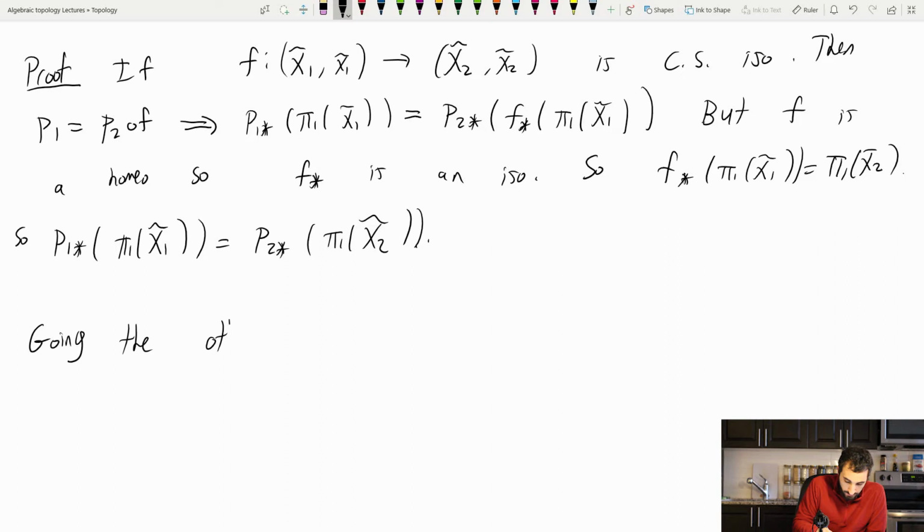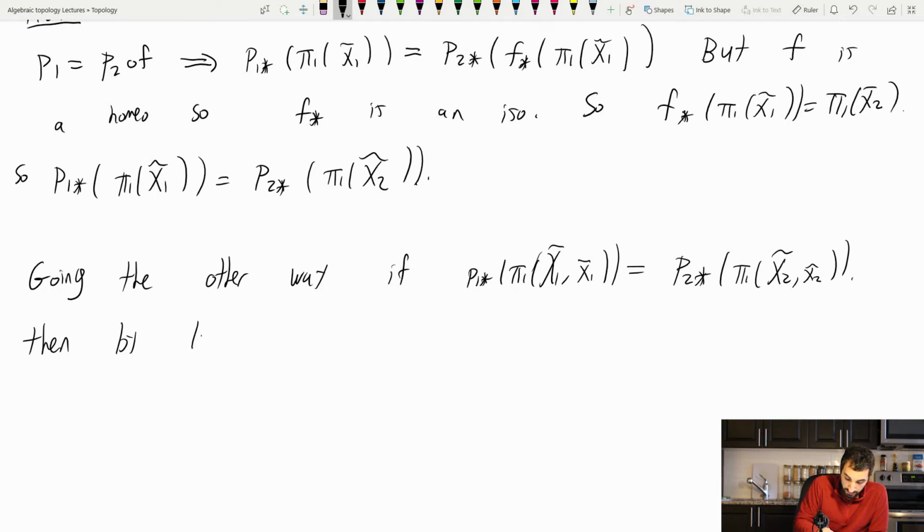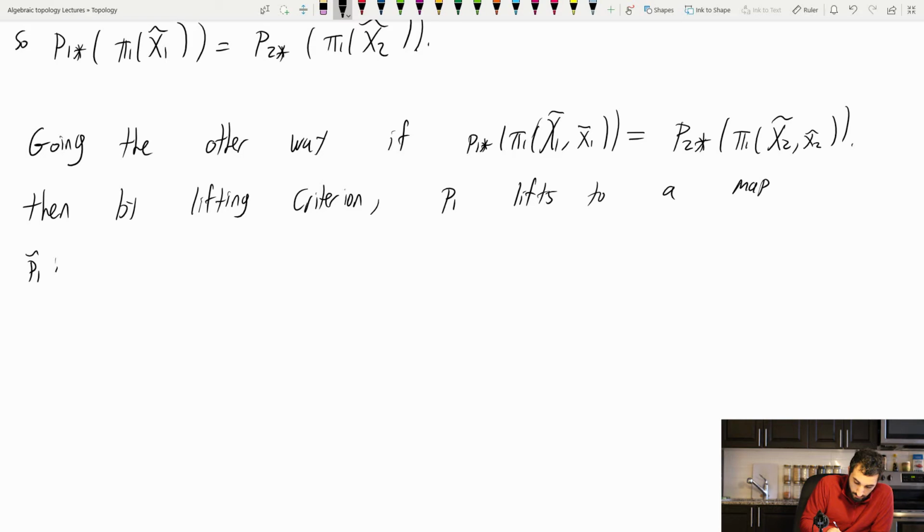So going the other way, if p1 star of pi1 of x1 twiddle, now I'll keep track of base points, if this is equal to P2 star of pi1 of x2 twiddle with the base point x2 twiddle, then by the lifting criterion that we discussed in the introduction to this class, there exists a lift. Like P1 lifts to a map P1 twiddle from x1 twiddle to x2 twiddle.